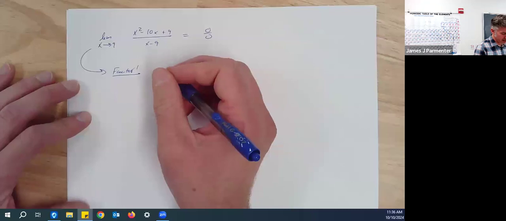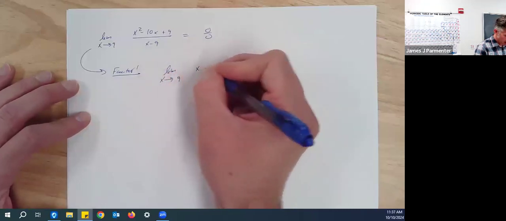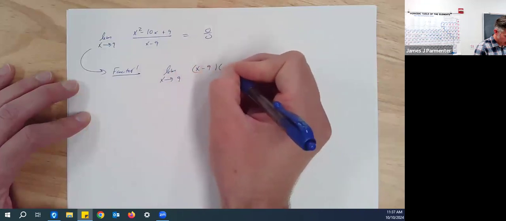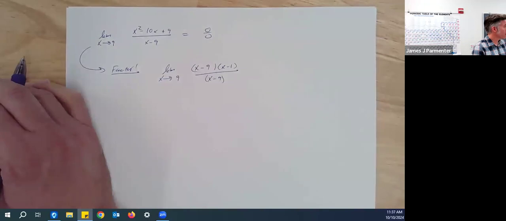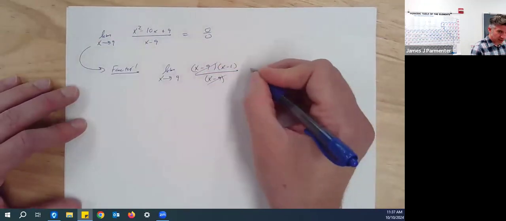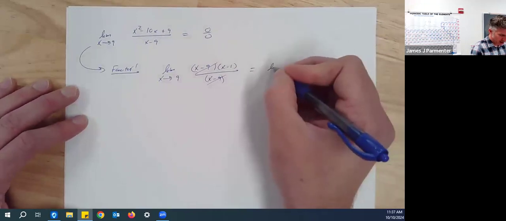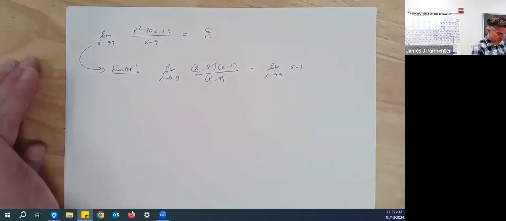Make sure you write the limit every time. So we have the limit as x approaches 9 of (x minus 9) times (x minus 1) over (x minus 9). Cancel. I would still probably write one more step, although you could probably skip this step. I'm going to write the limit as x approaches 9 of x minus 1.